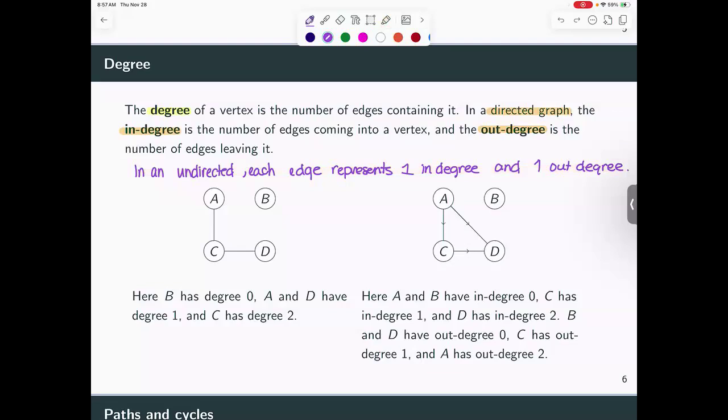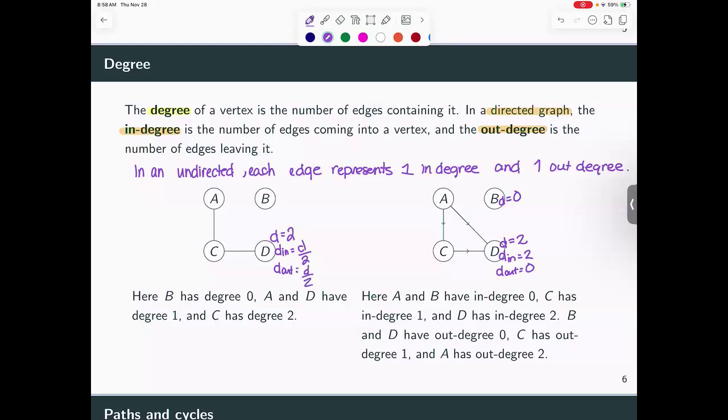Now, if we look over on this side, B still has a degree of 0. D has a degree of 2, but that's because we have an in degree of 2 and an out degree of 0. So we can actually break it down there. In this undirected version, everything is even. So if we have a degree of 2, our degree in is going to be equal to D divided by 2, and our degree out is going to be D divided by 2.